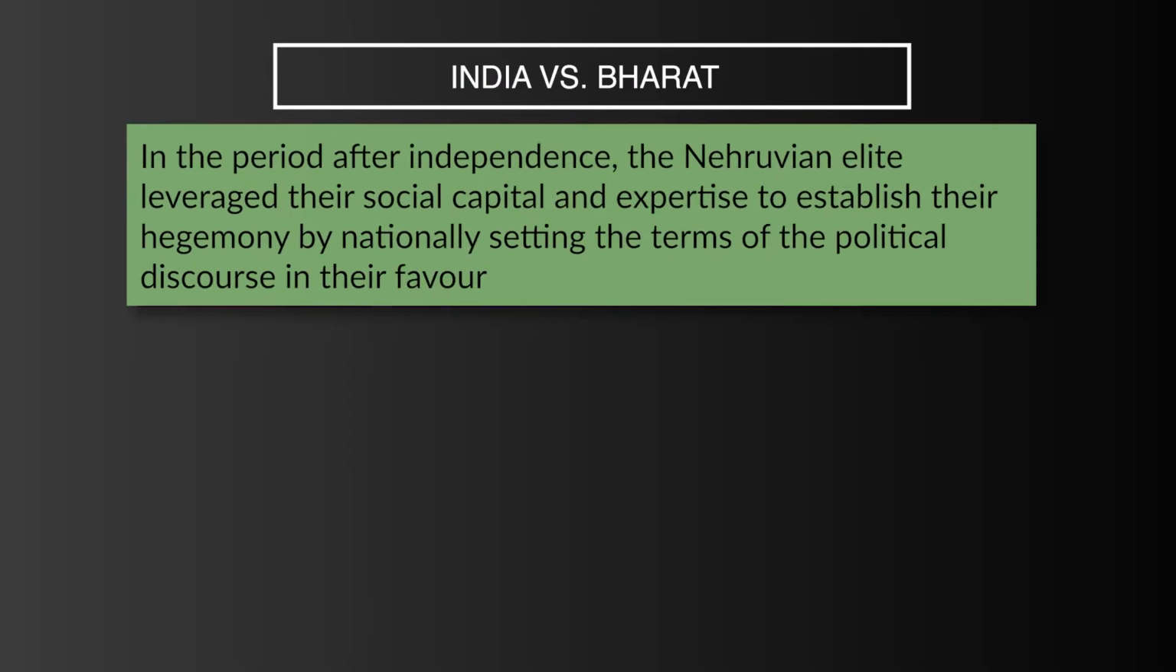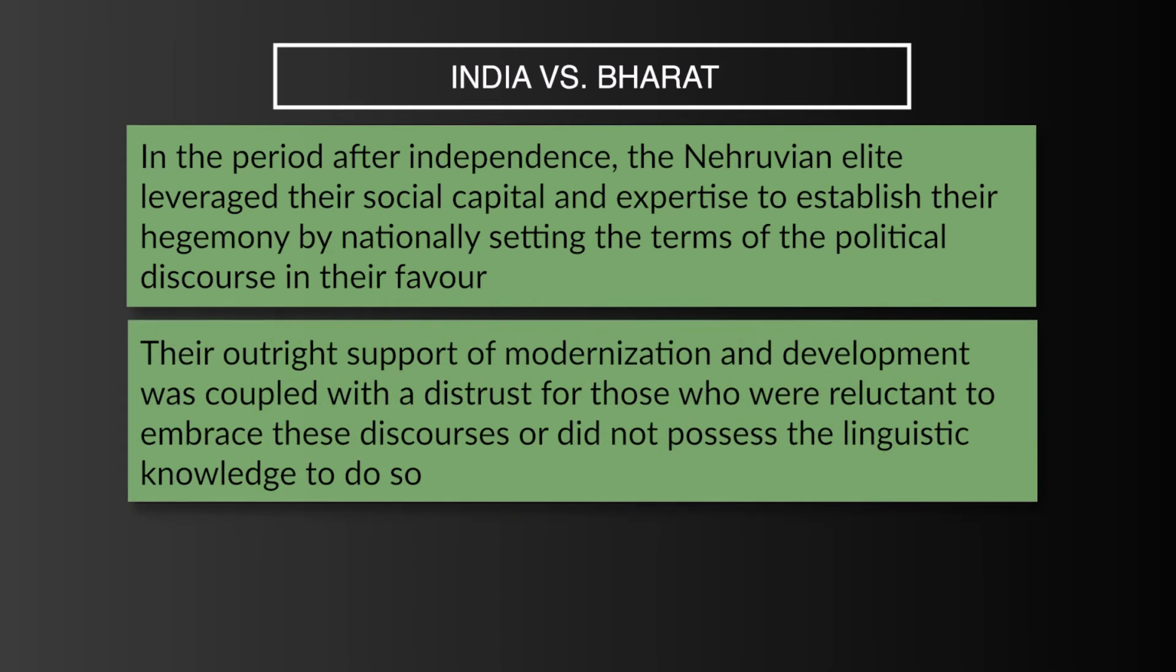groups which, during the Nehruvian period and after, used the social capital, which included the linguistic competence and expertise, to establish hegemony by arrogating to themselves the control over political discourse due to modernization and development. It was due to modernization and development that those who were reluctant to embrace this discourse did not have the linguistic capital and were considered to be relatively underdeveloped.